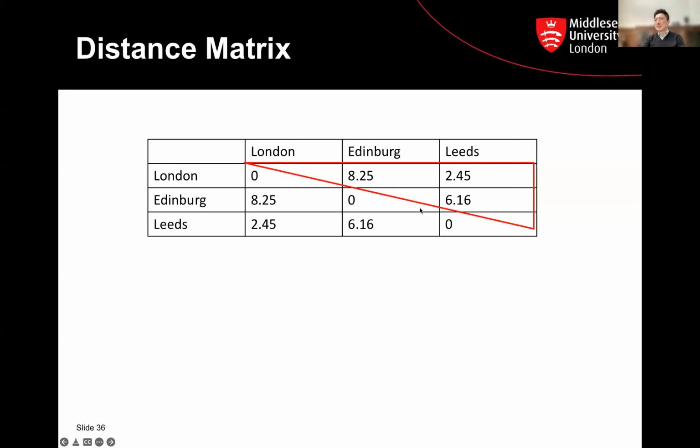So really only this part is useful and this part is kind of duplicate. You always know the diagonal is always 0, and this part is always the same as the bottom part, so you can just keep one. You don't need the other one. And so this is the so-called distance matrix. And you can imagine you can have more items, more than just 3 cities. You can have many more. And the distance itself can be calculated using different metrics.